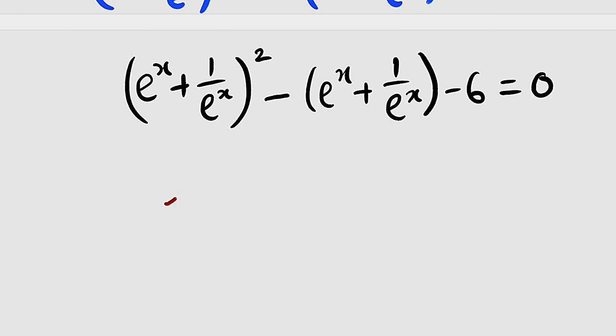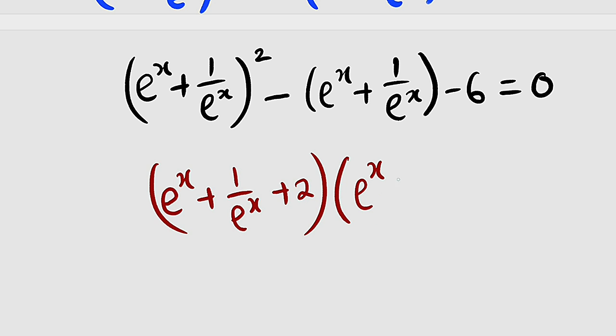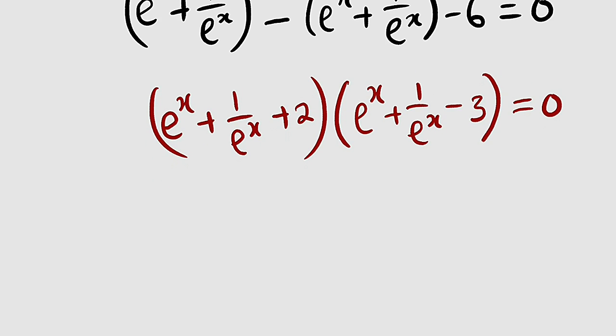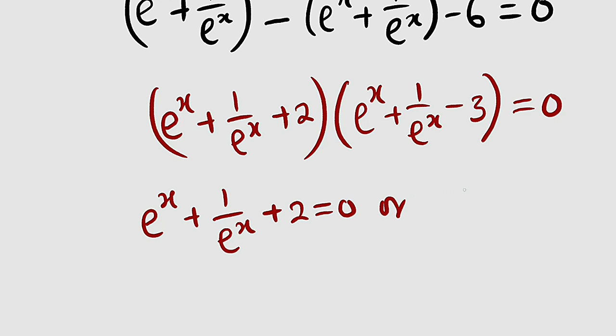Therefore, you can factorize it as (e to the x plus 1 divided by e to the x plus 2), right? Then multiply by (e to the x plus 1 divided by e to the x, then minus 3), the whole of this equal to 0. Let us set each factor to be equal to 0. e to the x plus 1 divided by e to the x plus 2 equal to 0, or the other one, e to the x plus 1 divided by e to the x minus 3 equal to 0.